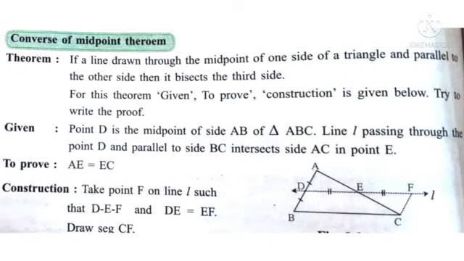Similarly, converse of midpoint theorem. See, the converse is: if a line is drawn through midpoint of one side of a triangle and parallel to another side, then it bisects the third side. Means here in triangle ABC, D is the midpoint of AB and DF is parallel to BC. Then point E is midpoint of AC. Okay, you remember this midpoint theorem and converse of midpoint theorem.